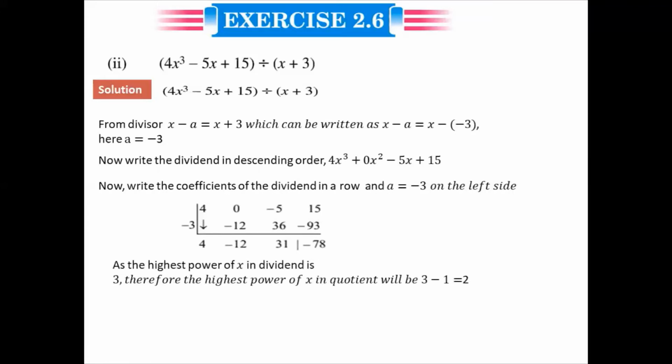As the highest power of x in the dividend is 3, therefore the highest power of x in the quotient will be 3 minus 1, which is equal to 2. So the quotient q of x is equal to 4x square minus 12x plus 31, and the remainder will be minus 78. Here the highest power of the dividend is x cube, and therefore the highest power of the quotient starts from x square, so 1 less degree.